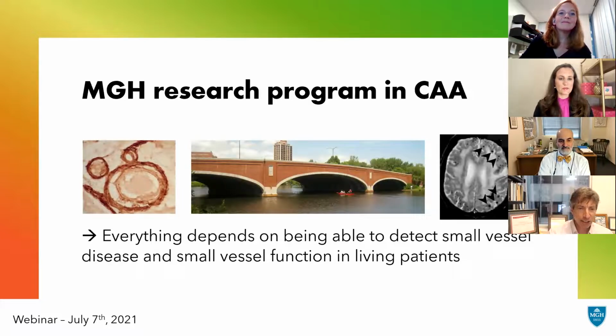It all depends on being able to detect the disease in living patients. This has been a really big part of our amyloid angiopathy research program. People used to call amyloid angiopathy a disease of the pathologist. The only person who would make the diagnosis would be people like Matthew, who would see the brain after death. But of course, that's not when we want to diagnose something. We want to diagnose it during life so we can figure out what to do about it.